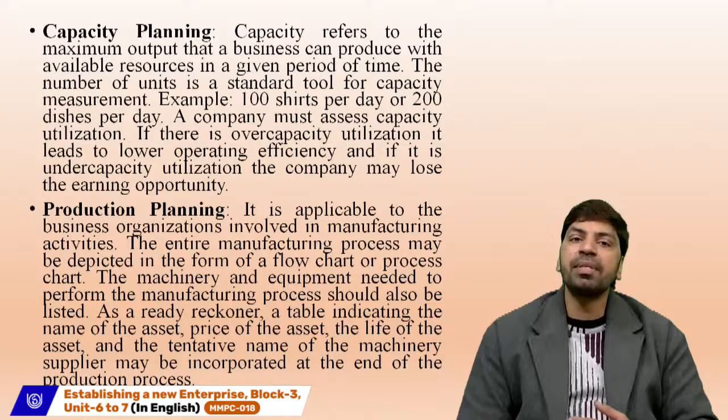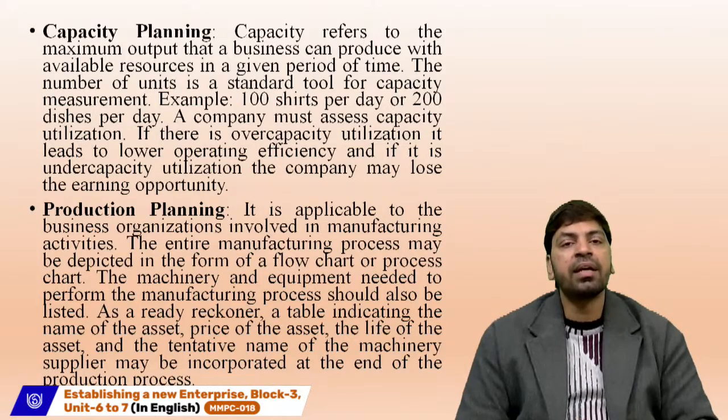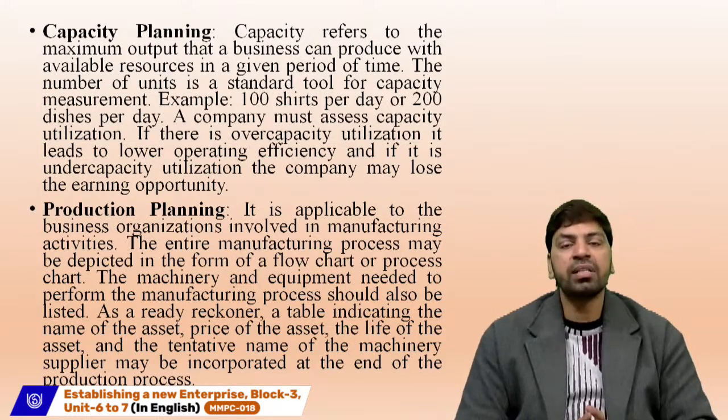Next is capacity planning. Capacity refers to the maximum output that a particular business can produce with the available resources in a given period of time. What sort of capacity has to be decided, and what measurement tools are required to fulfill it. For example, 100 shirts per day or 200 dishes per day.